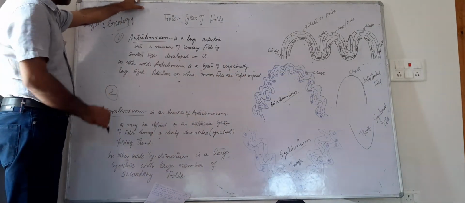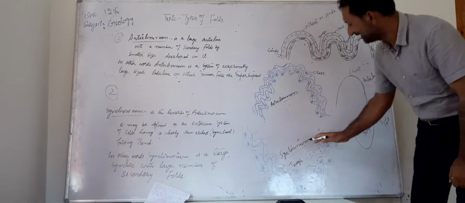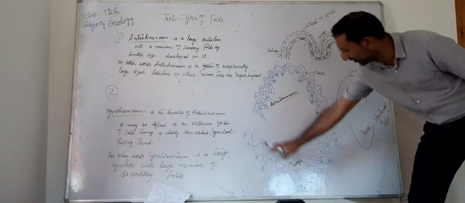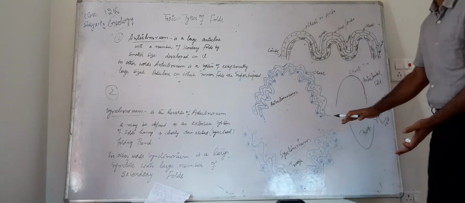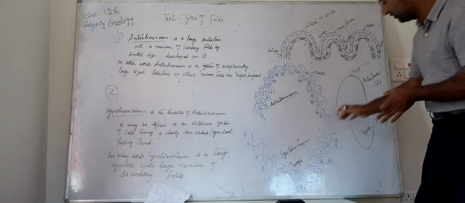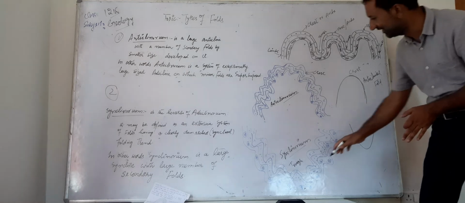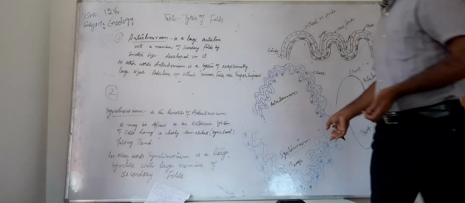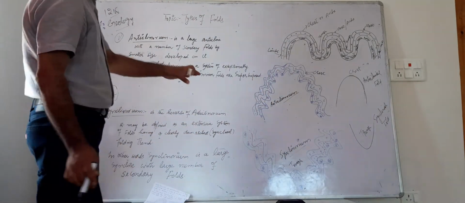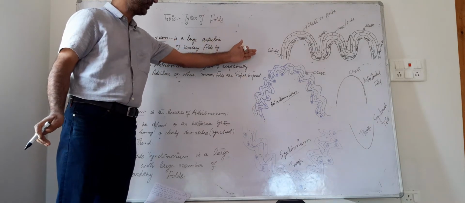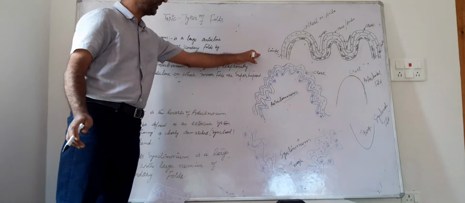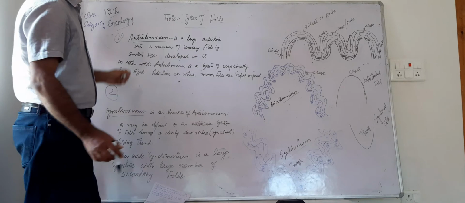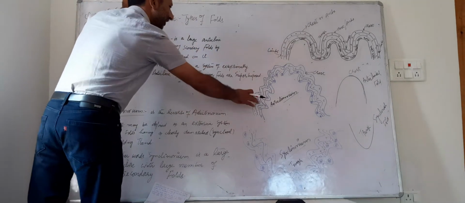Simple. Similarly, synclinorium is the reverse. Synclinorium is the reverse of anticlinorium. This is anticlinorium and its reverse is synclinorium. Clear? And it may be defined as an extensive system of folds having a clearly downward synclinal folding trend. This has a synclinal fold. It is similar to anticlinorium. It has also minor folds in it, secondary folds in it. Only the difference is this is in the shape of an anticlinal form and this is in the synclinal. In an anticlinal you know the crest, whereas in synclinal there is a trough. Anticlinorium you have understood this. Synclinorium is the reverse of this anticlinorium.